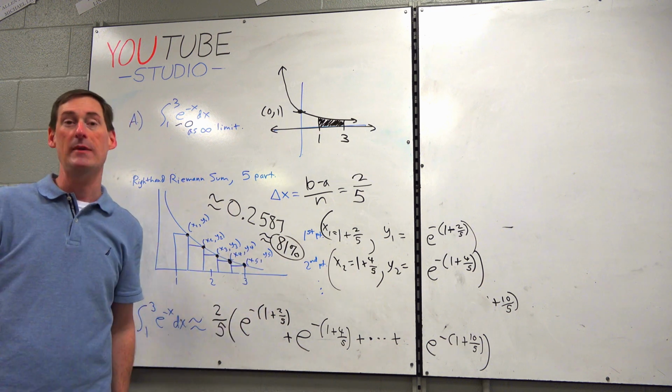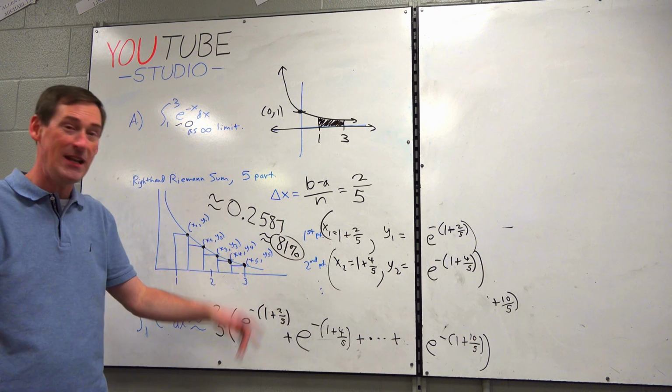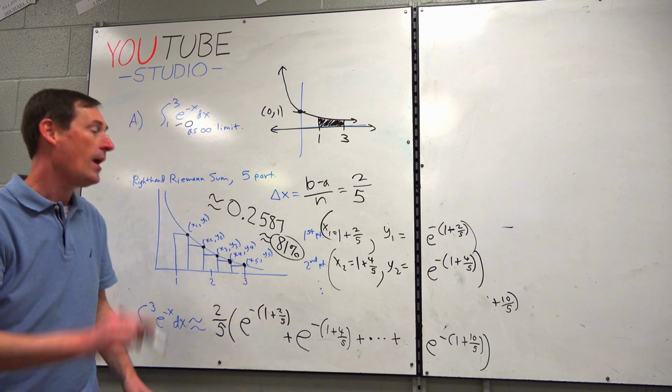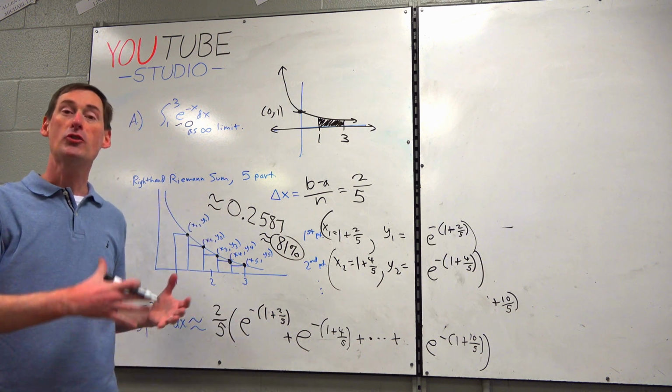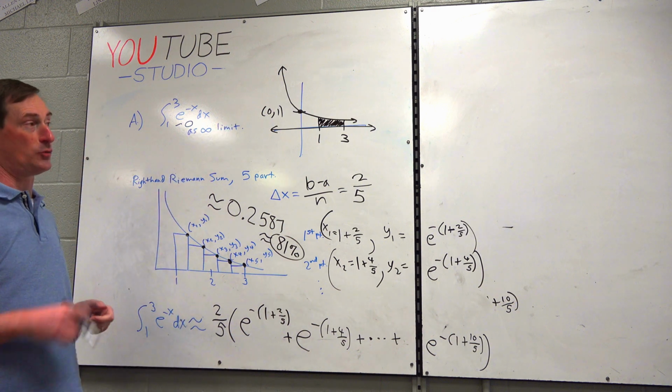So to engineers, that would be a disaster. Not bad for five rectangles, that's not too bad, but 81%, that ain't gonna cut it. How do we do better? Let's try six rectangles, all right? Let's go to the other board and do the same thing with six rectangles.